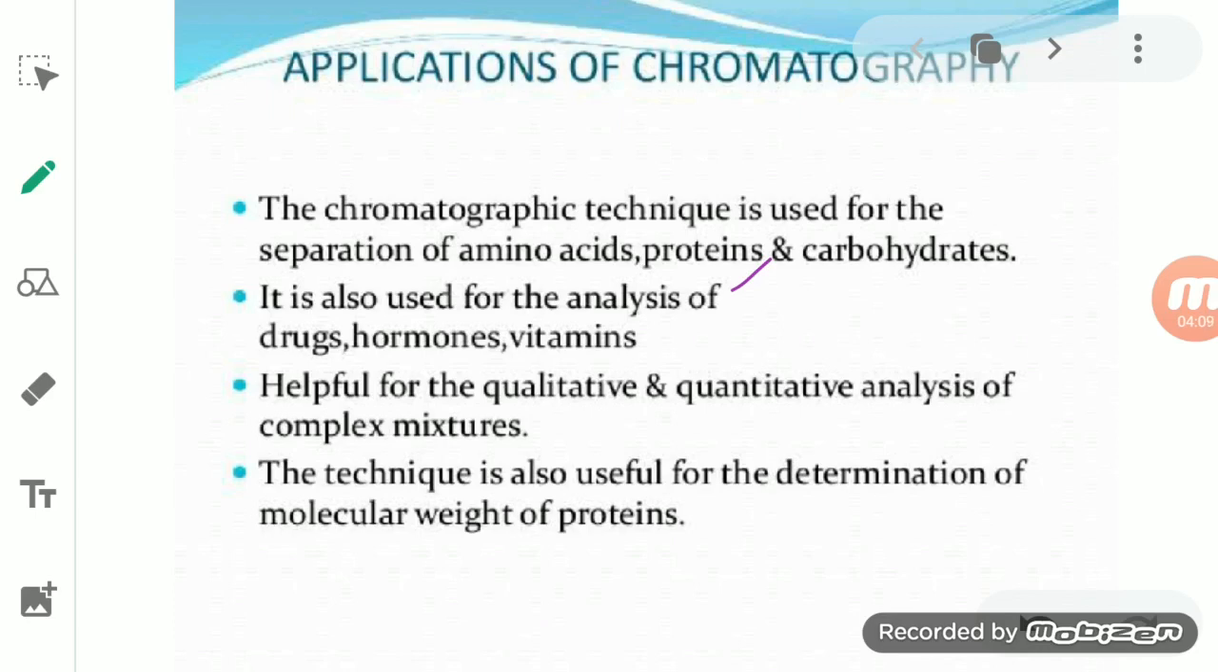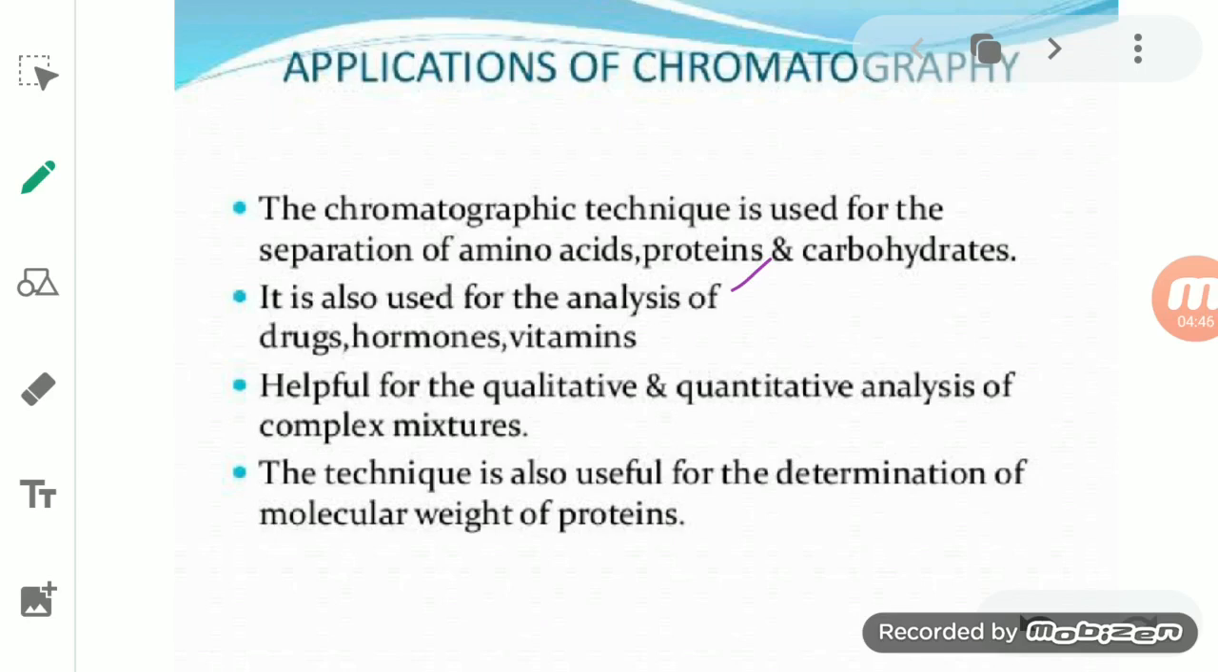It helps in detecting or identifying trace amounts of substances such as drugs, hormones, or vitamins. It is also helpful for qualitative and quantitative analysis of a complex mixture. What a mixture is made up of, what quality it has, or what components are present in that particular mixture, we can identify with the help of this separating technique, chromatography.